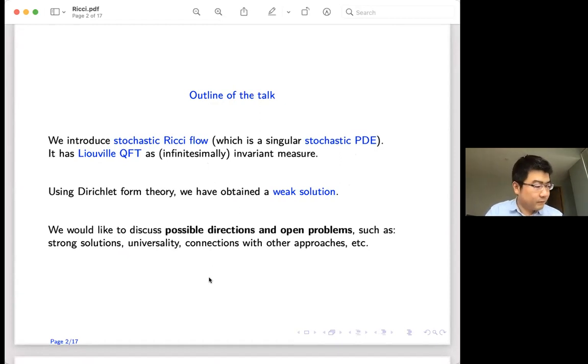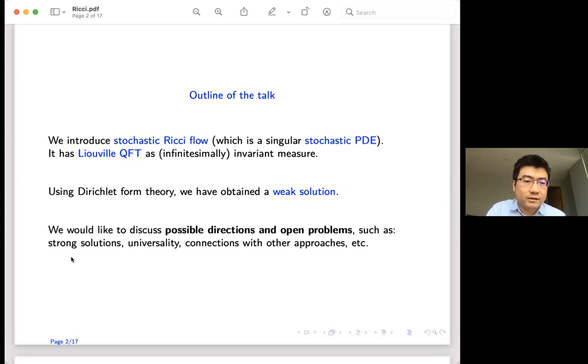Also, the result seems to be the first step to a kind of dynamical approach to Liouville quantum gravity. So there are still many questions and possible directions or open problems. And this is also part of the purpose of this talk. For instance, at the end of the talk, I'm going to give you a list of such questions. For instance, so far we only construct a weak solution.